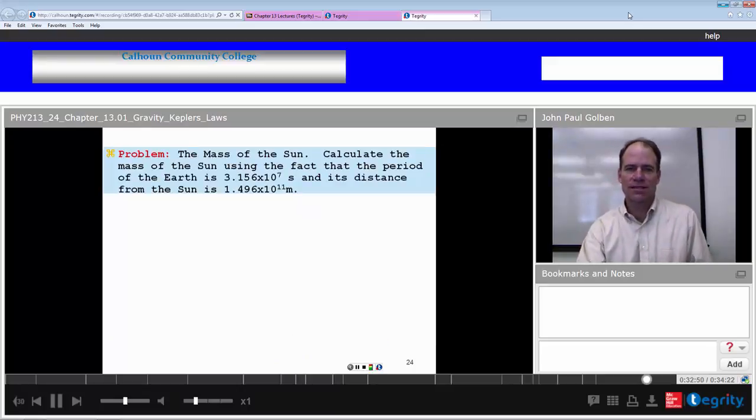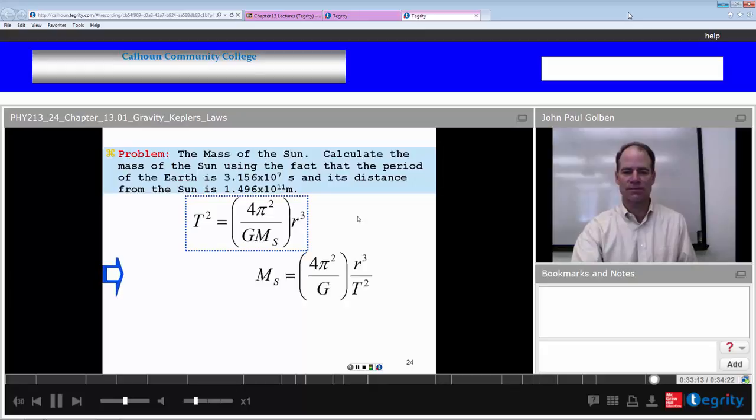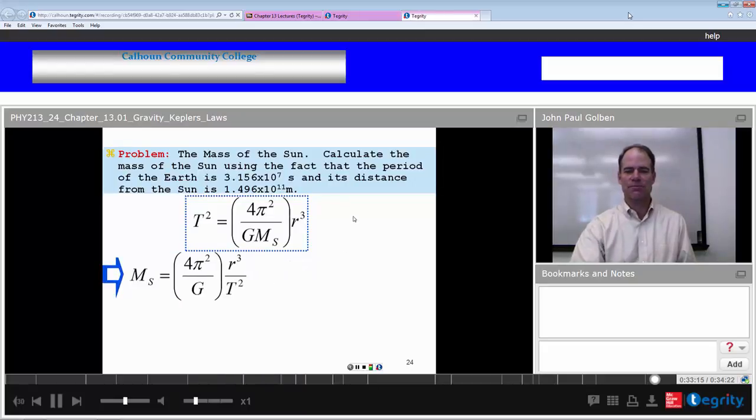Let's try an example. Let's figure out the mass of the sun. Calculate the mass of the sun using the fact that the period of the Earth is 3.156 times 10 to the 7 seconds. That's a period of 1 year in terms of seconds. And its distance from the sun is 1.496 times 10 to the 11 meters. Using Kepler's third law, we can solve this for the mass of the sun.